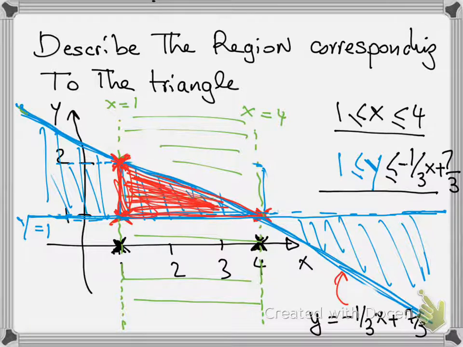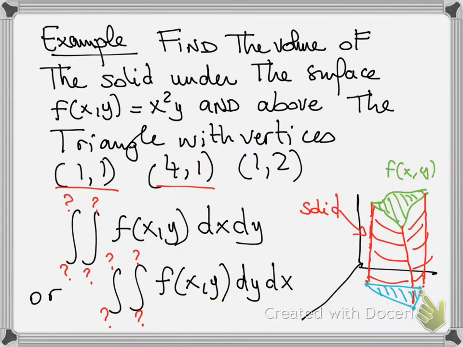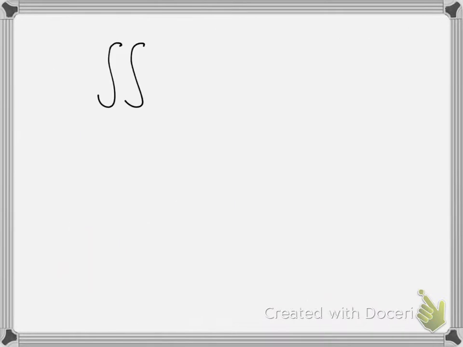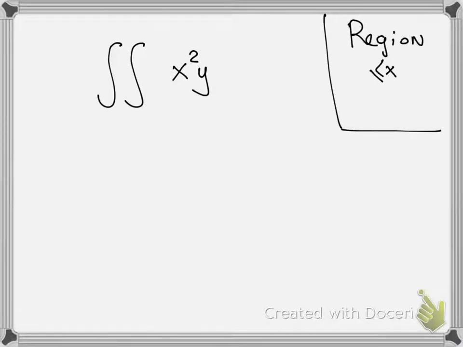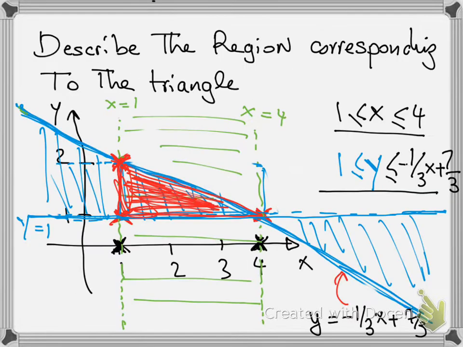Okay, and so the integral now, I remember we have my function f of x, y, which is x squared y. So here I'm going to have x squared y. Now the region is x between 1 and 4, and y between 1 and negative 1/3 x plus 7/3, right? So these two inequalities actually describe our rectangle, right?